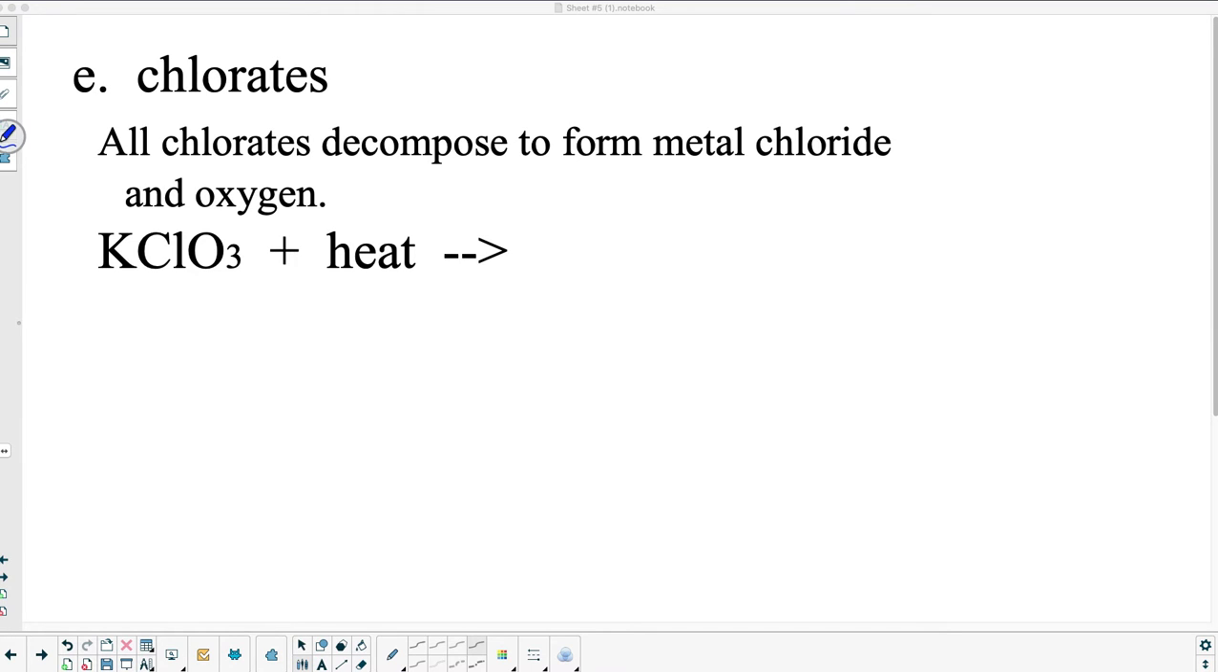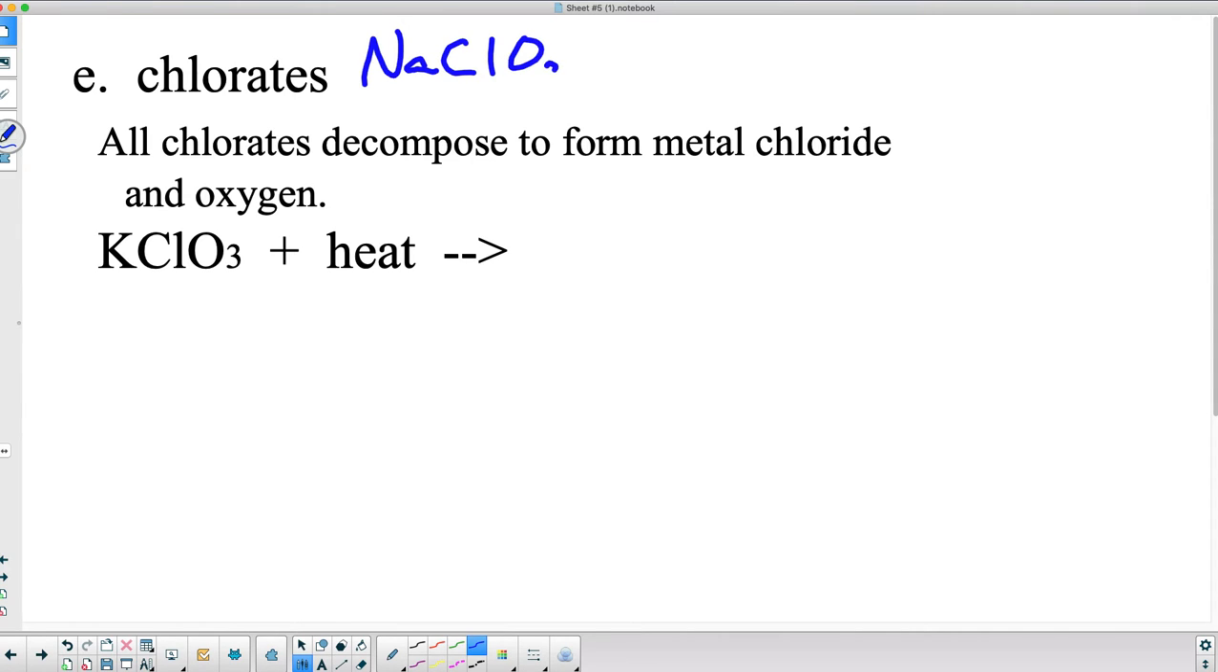Hey class, this is the last part for decomposition notes. So let's pick it up right here at chlorates. What are chlorates? Chlorates are anything that ends in a ClO3, that's a chlorate. So when you see a chlorate, that means that you have a chlorate decomposition.